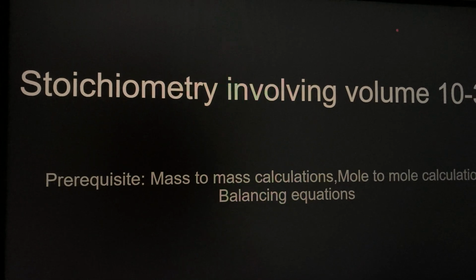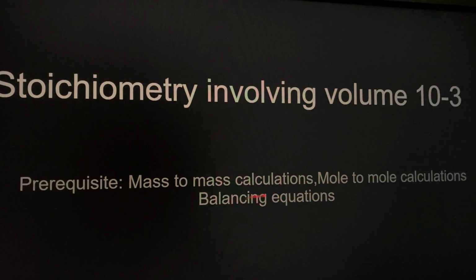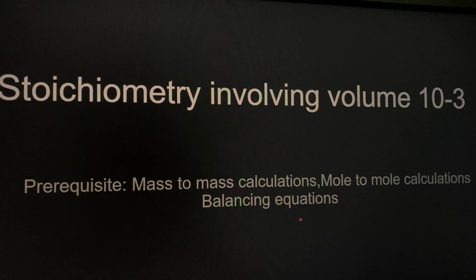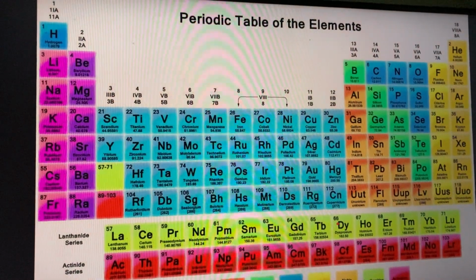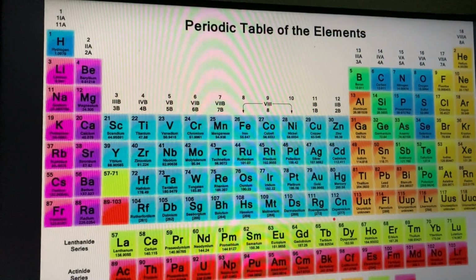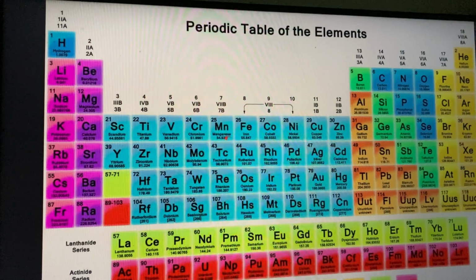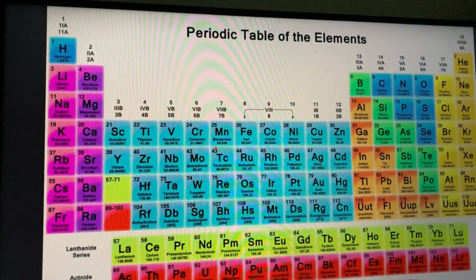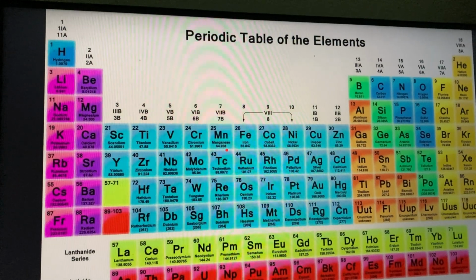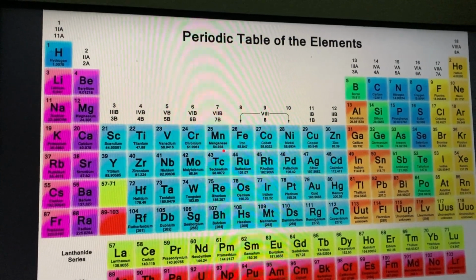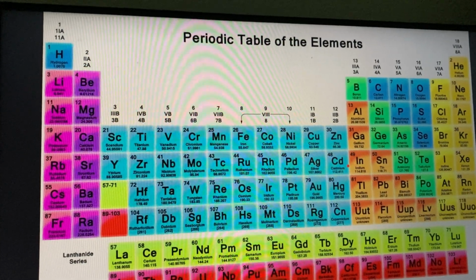Stoichiometry involving volume. Some prerequisites you should have are mass calculations, molar calculations, and balancing equations from previous units. As we already know, on the periodic table each element has a different molar mass. We can divide by this or multiply by this to find how many moles are in an equation, and use that moles to multiply by a new element's molar mass to find it.